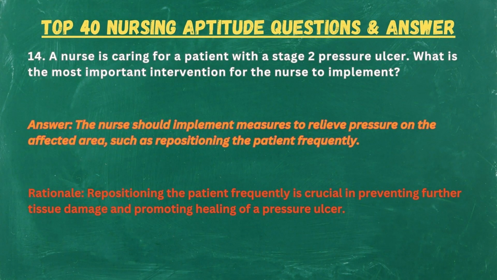A nurse is caring for a patient with a stage 2 pressure ulcer. What is the most important intervention for the nurse to implement? Answer. The nurse should implement measures to relieve pressure on the affected area, such as repositioning the patient frequently. Rationale. Repositioning the patient frequently is crucial in preventing further tissue damage and promoting healing of a pressure ulcer.